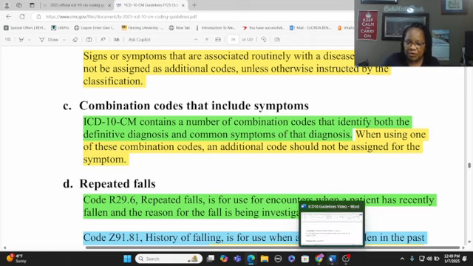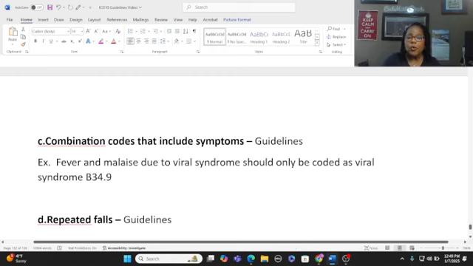So let's see if I have a note there for C. Yeah, for example, fever and malaise due to viral syndrome should only be coded as viral syndrome, because it's understood with viral syndrome you're going to have fever and malaise. That's what that guideline is saying. With viral syndrome, B34.9, it's understood the patient's going to have fever and malaise.